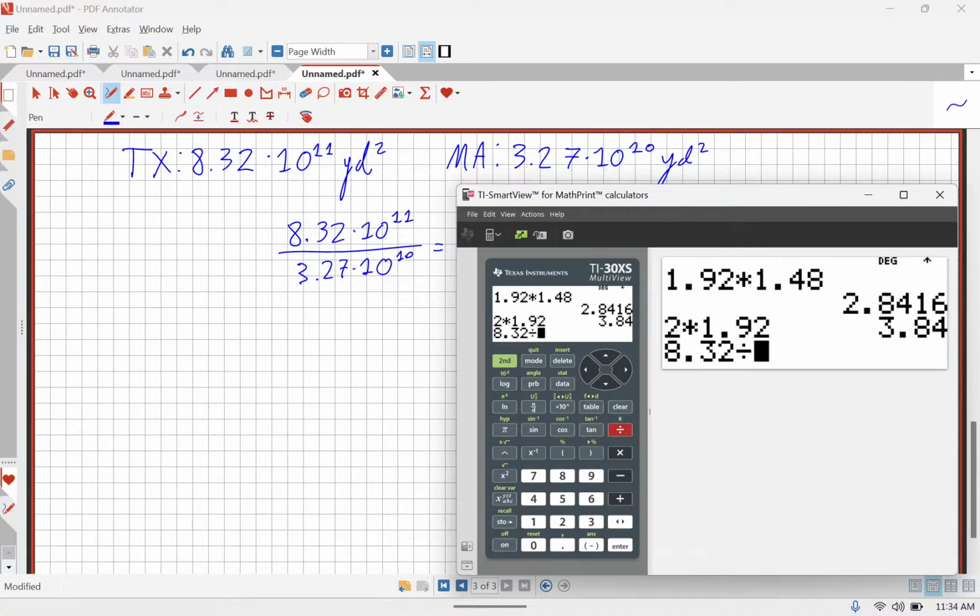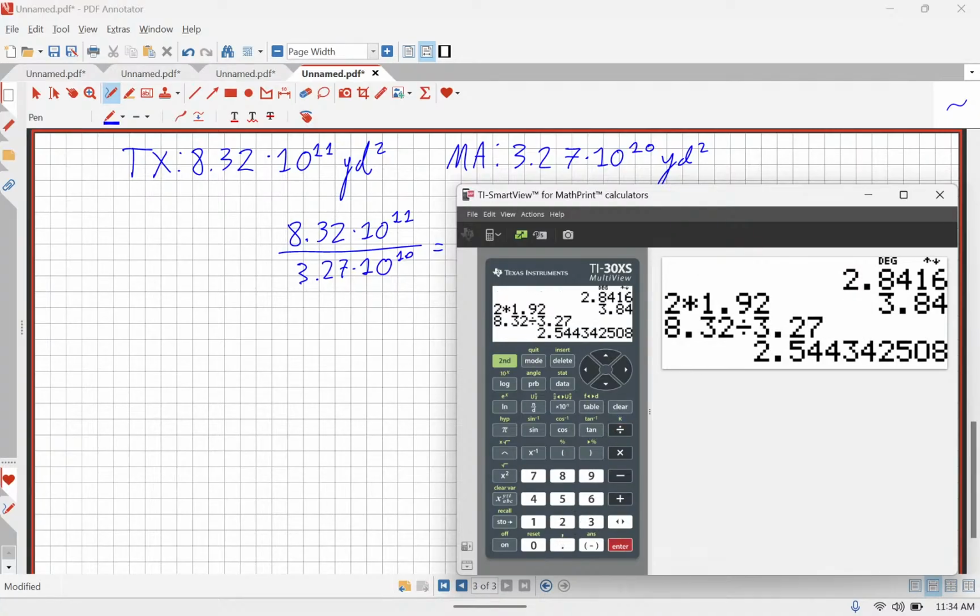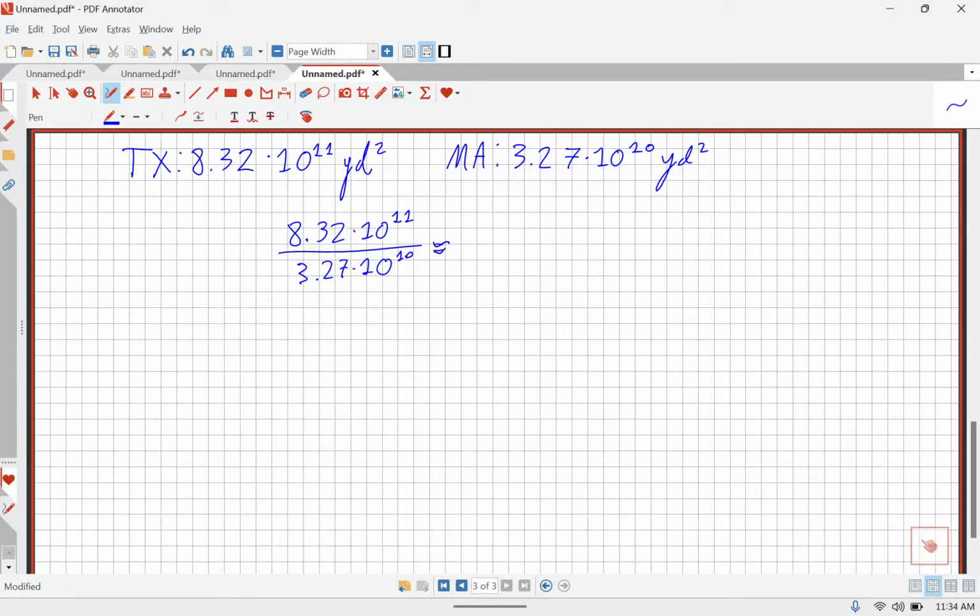8.32 divided by 3.27. I'm going to round it to the nearest thousandth. 2.544. And then 11 minus 10 is 1. So that's times 10 to the first. Now, guys, that's in scientific notation. But does that number make sense to leave in scientific notation? No, because that would just be about 25.44. That is, about 25 and a half Massachusettses can fit inside of a Texas.